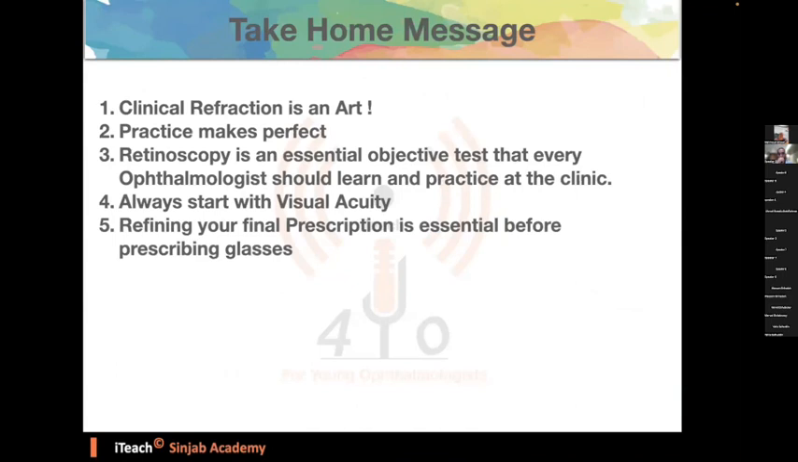The take-home message is that clinical refraction is an art. Practice makes perfect. Retinoscopy is an essential objective test that every ophthalmologist should learn and practice at the clinic. Always start with visual acuity, and refining your final prescription is essential before prescribing glasses.